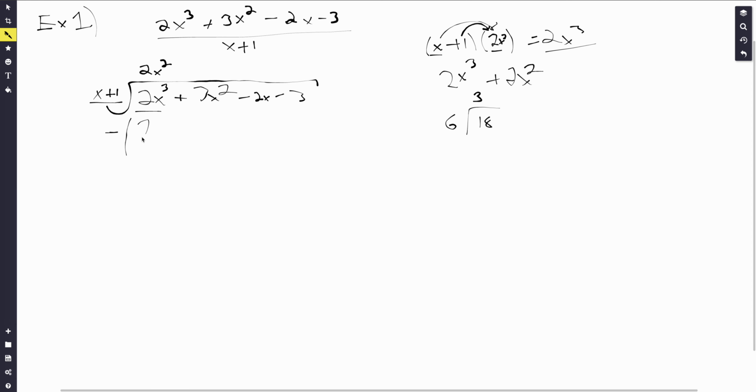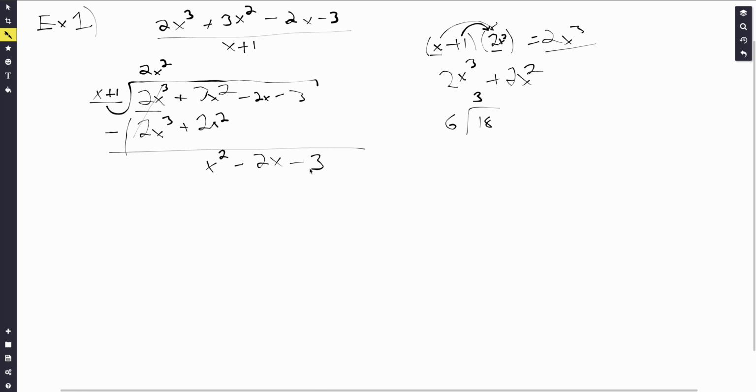And then we would have 2x cubed plus 2x squared. And now we would just cross this out because 2x cubed minus 2x cubed, those just cancel out. And then we have 3x squared minus 2x squared. That just gives us x squared. And these terms right here, they just drop down. So x squared minus 2x minus 3.